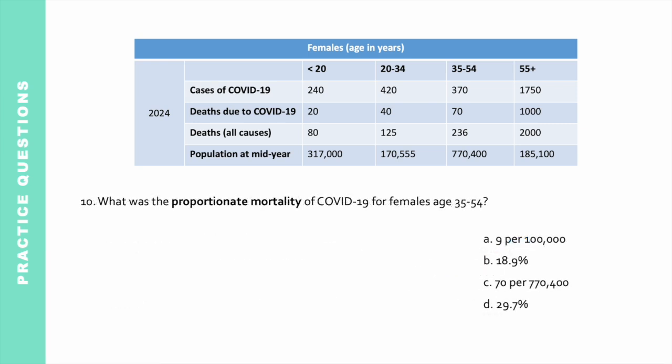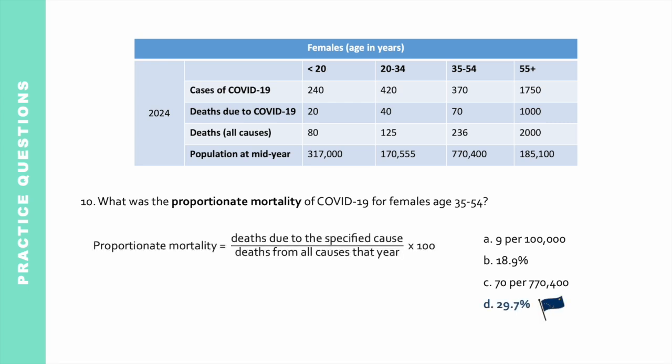What was the proportionate mortality of COVID-19 for females aged 35 to 54? Proportionate mortality is the deaths due to the specified cause divided by deaths from all causes that year multiplied by 100. We divide the 70 people who died from COVID-19 in the specified age group by the 236 total deaths from all causes and multiply by 100 to get 29.7%. That's it for this set of practice problems.